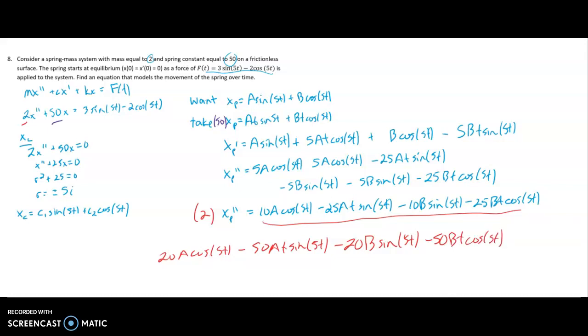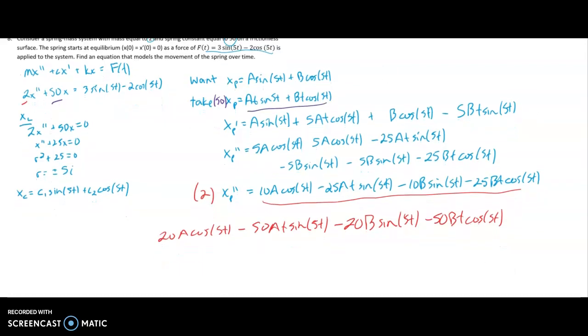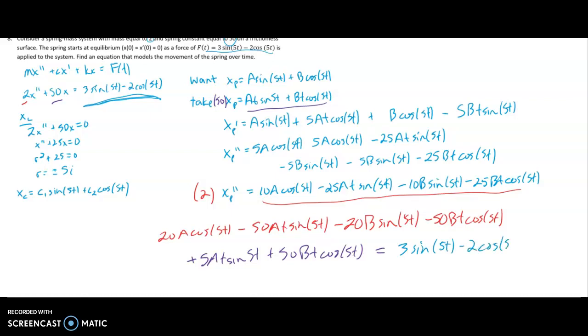Next, I got to do 50, this right here, times this line. So in purple, I'm going to have that line times 50. So I'm going to get, and I'm going to come down below so that we can see everything. So this is a continuation of the line that I have in red there. So I get plus 50at sine of 5t plus 50bt cosine of 5t. And then that gets equal to what I have here on the right-hand side of the equation. So that has to be equal to 3 sine of 5t minus 2 cosine of 5t.